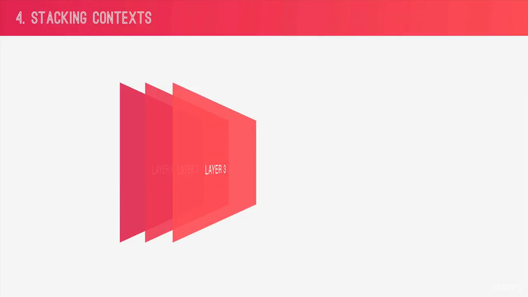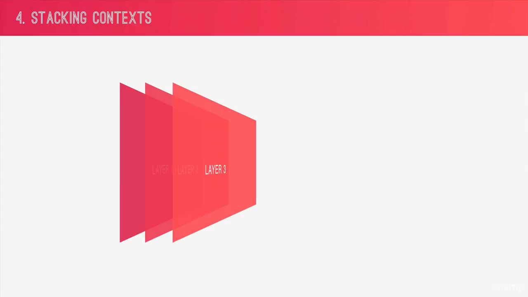A new stacking context can be created by different CSS properties, where the most widely known is z-index. But there are other properties that also create new stacking contexts. Now, stacking contexts are like layers that form a stack. Layers on the bottom of the stack are painted first, and elements higher up the stack appear on top, overlapping the elements below them, just like you see on the slide.